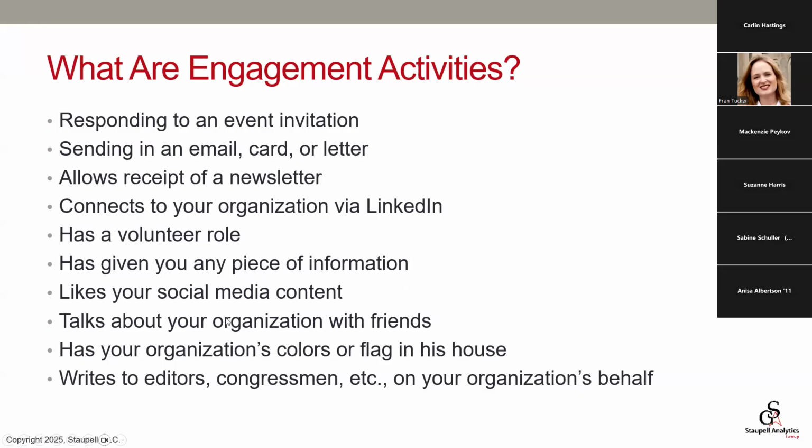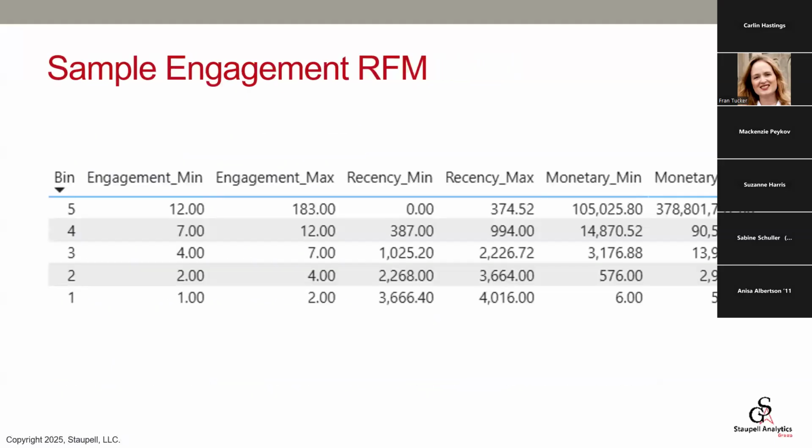Okay. And then organizations' colors, or flags in your house. Well, how do you track that? And then writes about you on your behalf, especially if you're a cause-based organization. Right now, the very important thing is to write to our congressman and say, dude, bring back the grants. Or do that.